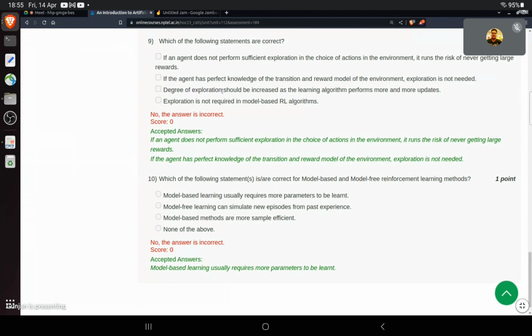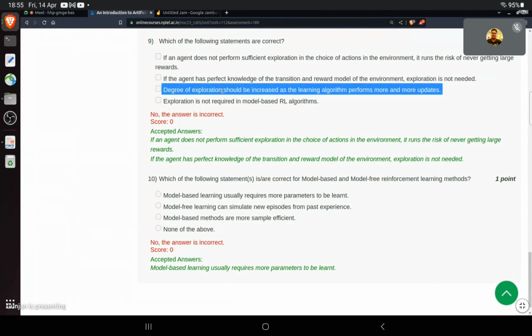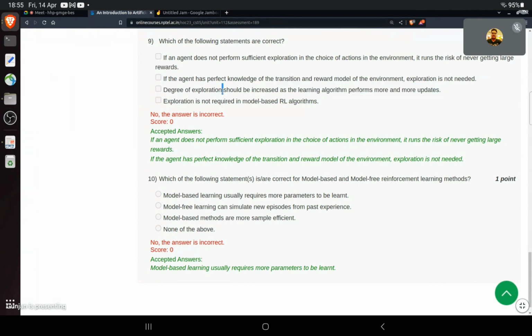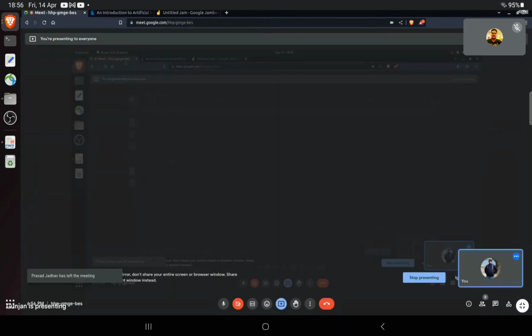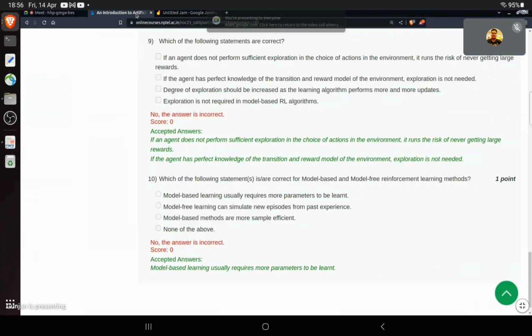Degree of exploration should be increased as the learning algorithm performs more and more updates. No, it is the other way around. The more updates you have done, you should be exploiting as much as you have explored. And exploration is not required for model-free methods. That is a totally wrong statement. Both models require exploration, whether it is model based or model free. I hope others are also able to follow the discussion. If not, you can ask anytime you feel like asking.